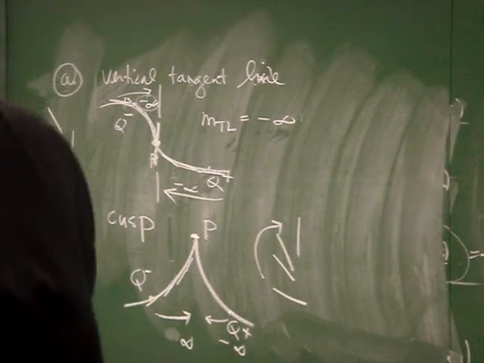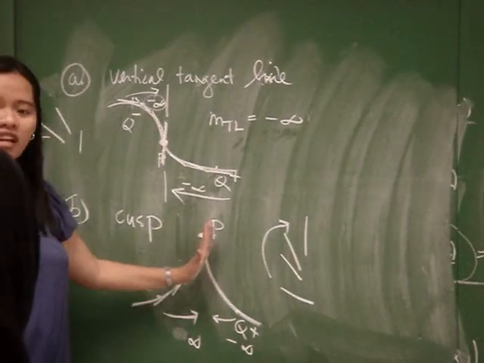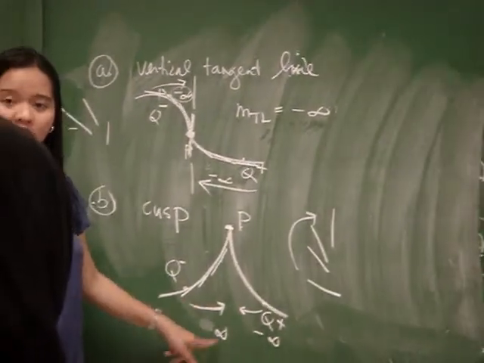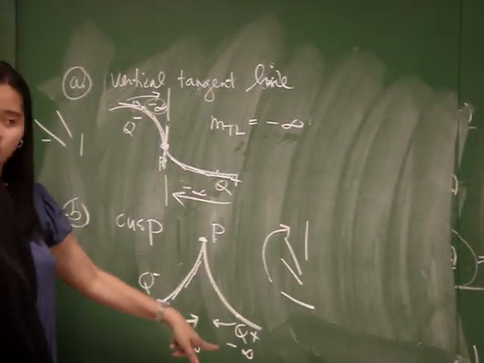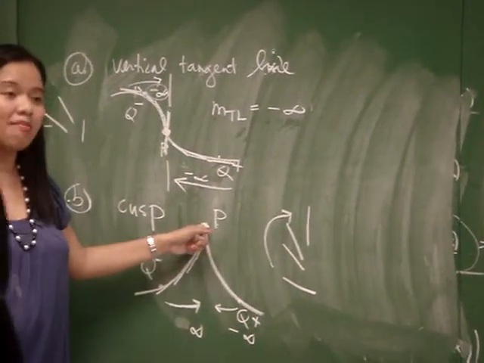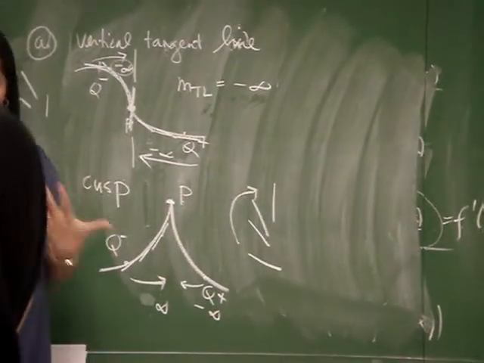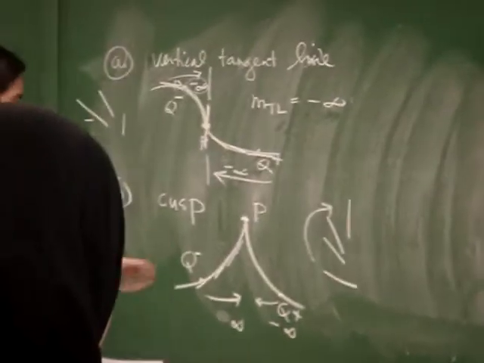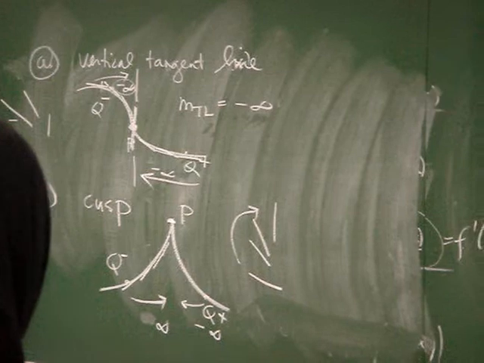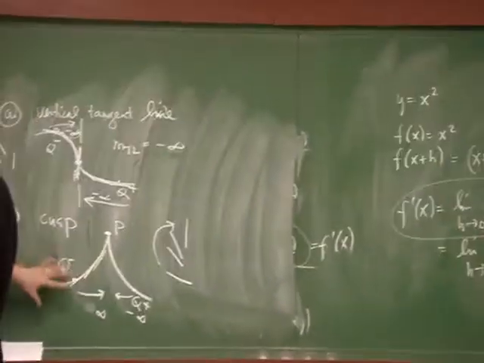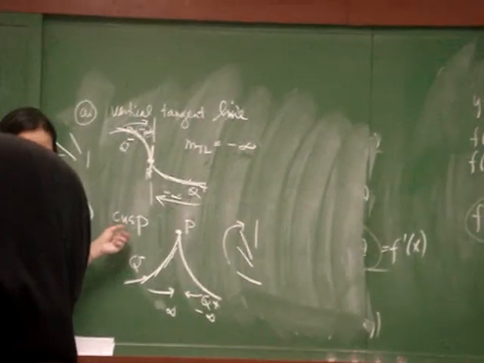Why? Because the tangent lines from the left side go to positive infinity. From the right side, the tangent lines go to negative infinity, the slope of the tangent lines. So at this point, what happens? It does not exist because it goes in different directions. So the derivative also fails to exist at P here. So we call this scenario a cusp.